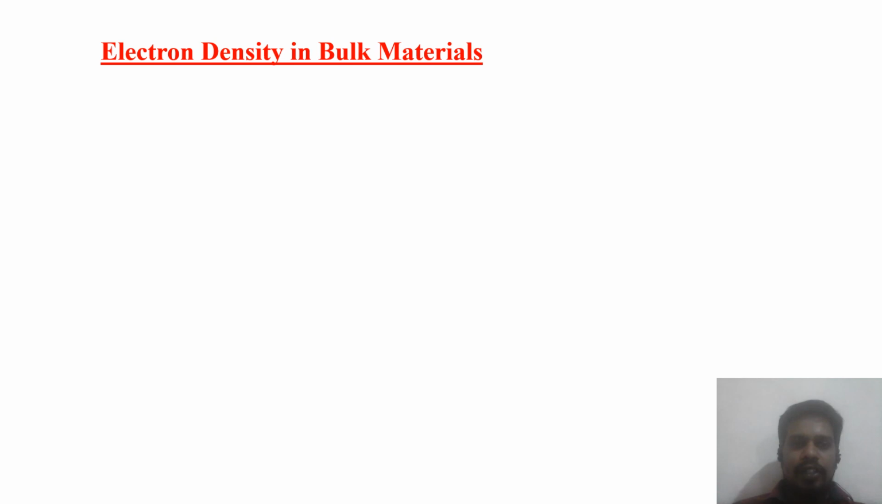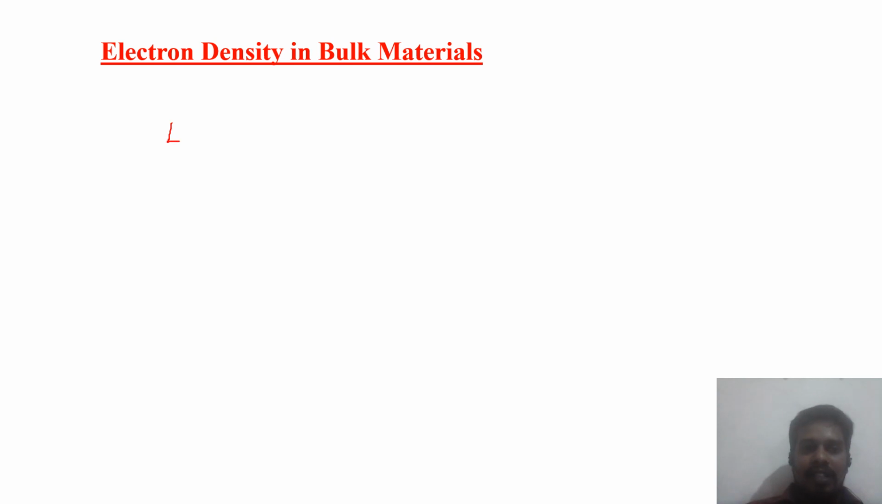So now we are going to discuss the electron density in the bulk materials. Already we have discussed the electron density in the bulk material. You know how to solve the time independent Schrödinger equation for the electron inside the metals. So using that Schrödinger wave equation, we will get the energy eigenvalue.